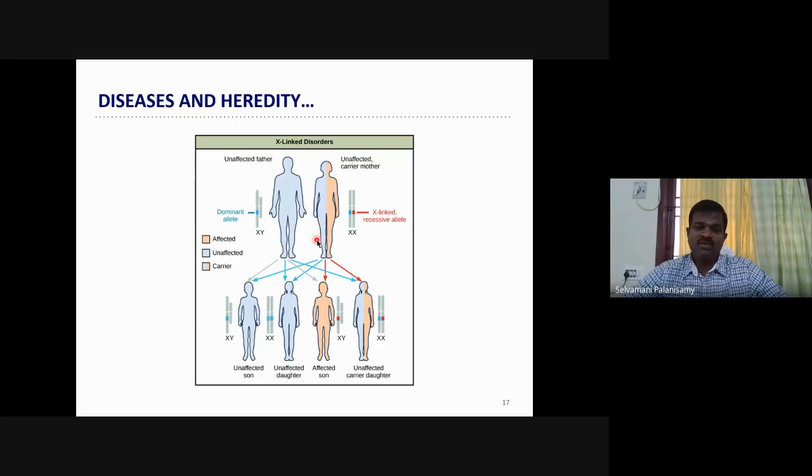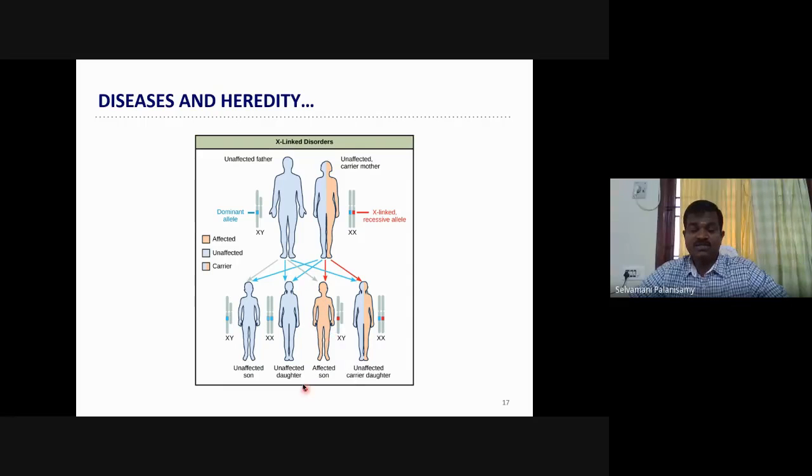We all know that when our parents have some genetic disorders or diseases, then we have a chance, if we are one among these four, that we may or may not have them, based on the genetic makeup.